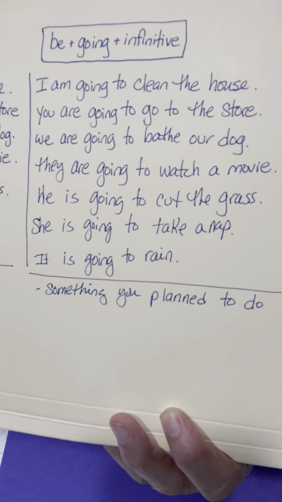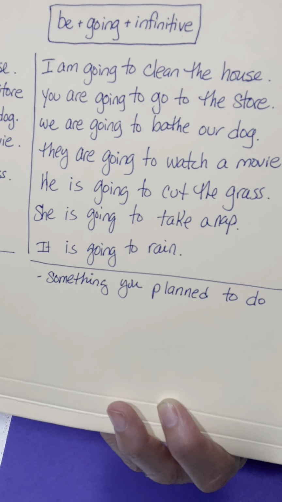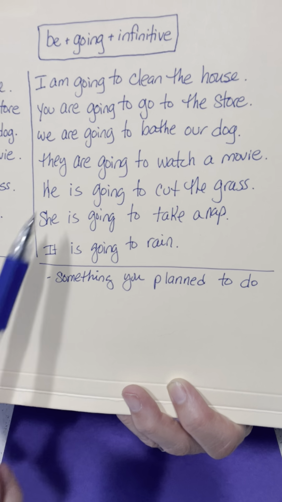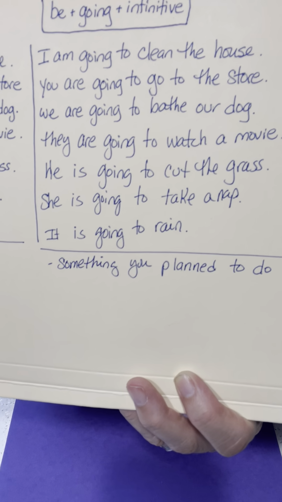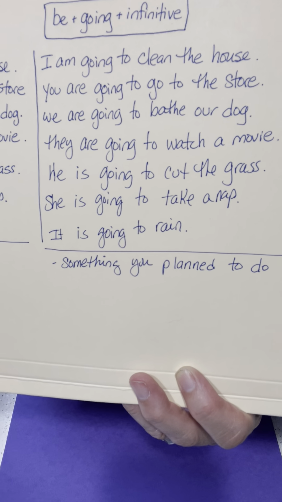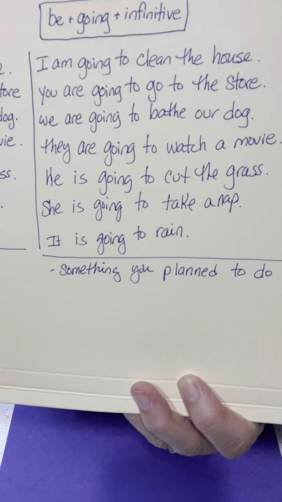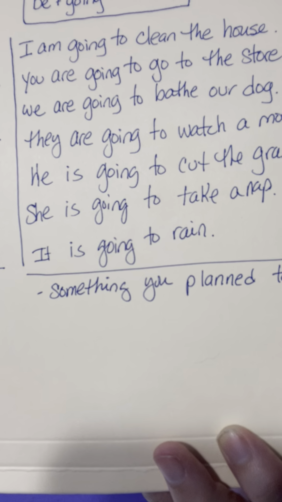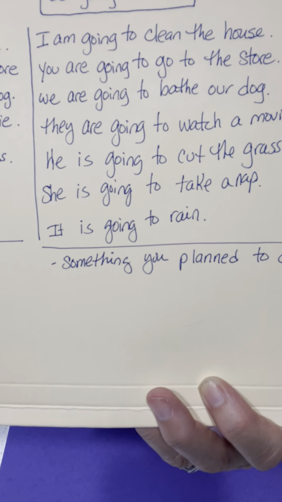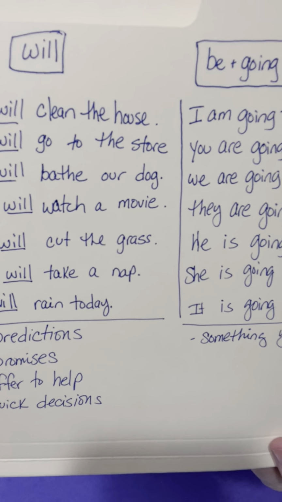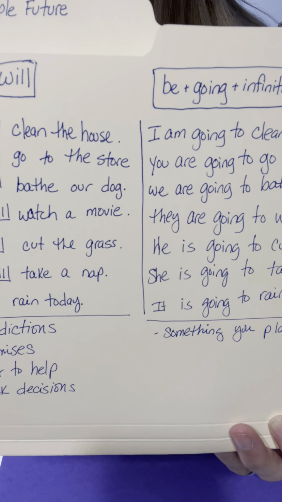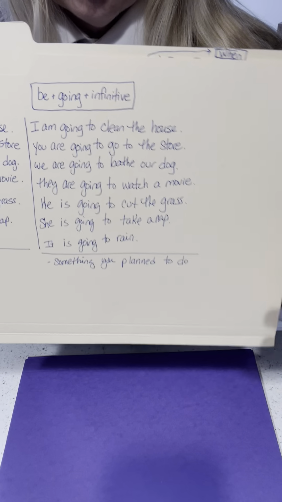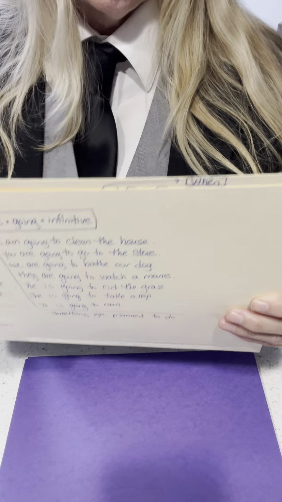In other words, again, a reminder, using this side with be going to, he already knows he's going to cut the grass. So he already has that plan. So that's why we would use this form. She is going to take a nap, and it is going to rain today. Okay, now, as we get a little more advanced with this, there are times where will and going to can be used interchangeably. So, I mean, that's not too fun, but that's true.